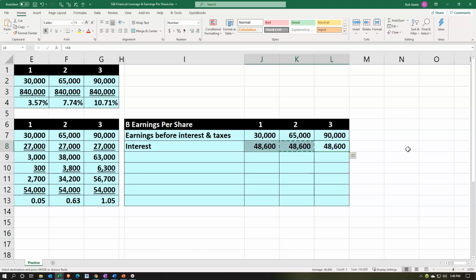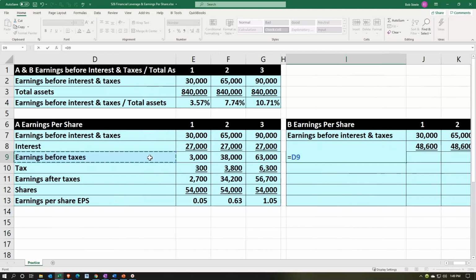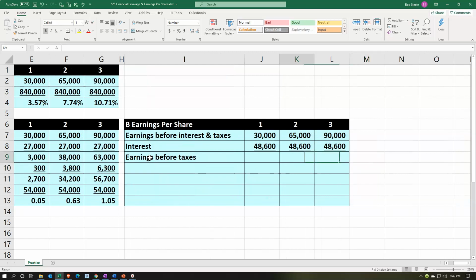I'm going to put an underline here by going to the Home tab, Font Group, and Underline. This is going to give us our earnings before taxes. Subtracting this out, this is going to be the 30,000 minus the 48.6. I'm going to copy that, Control C, and paste that across, Control V, and then we'll pick up the taxes.